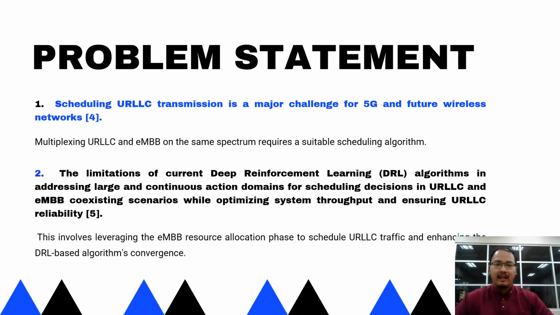While existing DRL algorithms have shown promise in optimizing resource allocation and balancing the trade-off between eMBB services queue length and URLLC services reliability, they are primarily effective in discrete and small action spaces. However, practical problems often involve large and continuous action domains, making the current DRL algorithms unsuitable.